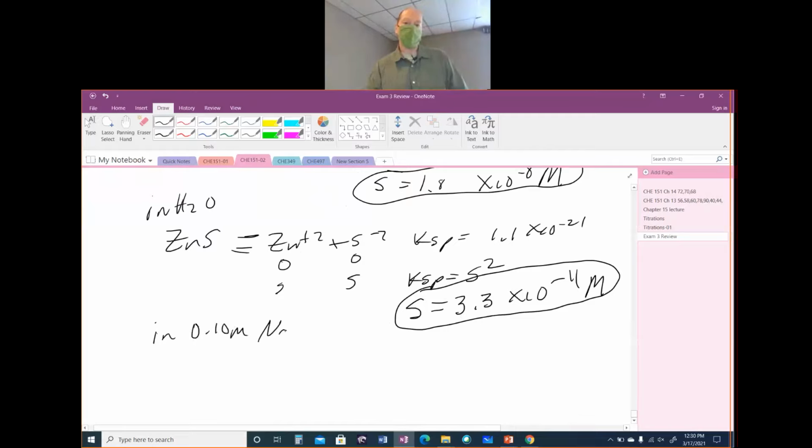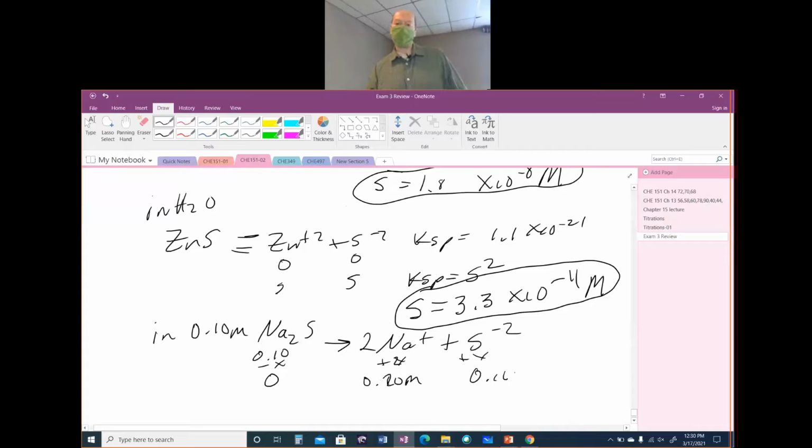And to complete the possibilities, let's do this in 0.10 molar Na2S. All right, and so if you have Na2S, all sodiums are soluble. So this is 100% going to the right to Na plus, S minus 2. So this is starting at 0.1. It is 100% going to the right. It ends up at 0. So minus X, plus 2X, and plus X. And so you see your X is 0.10. So that is 0.20 molar Na plus, 0.10 molar S minus 2.